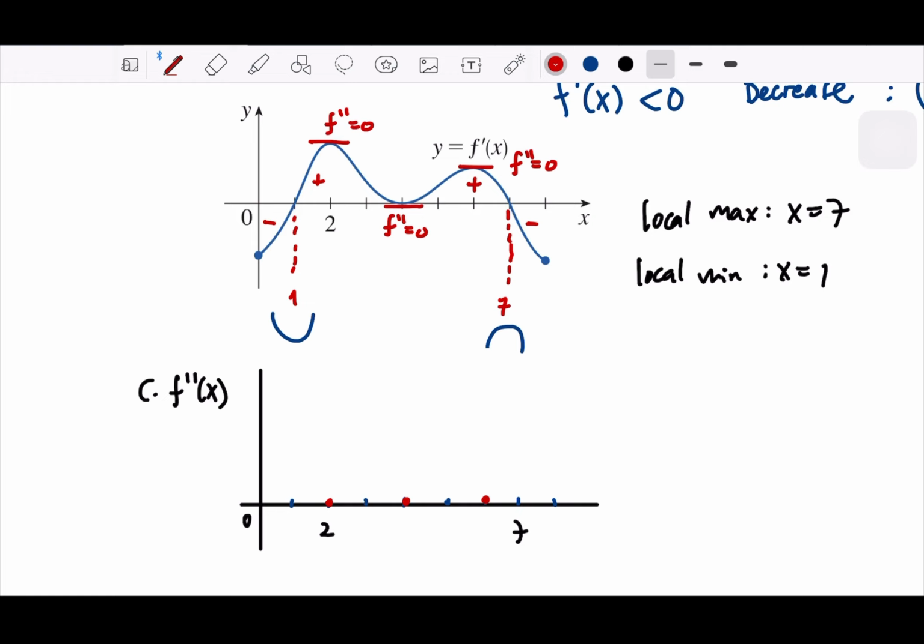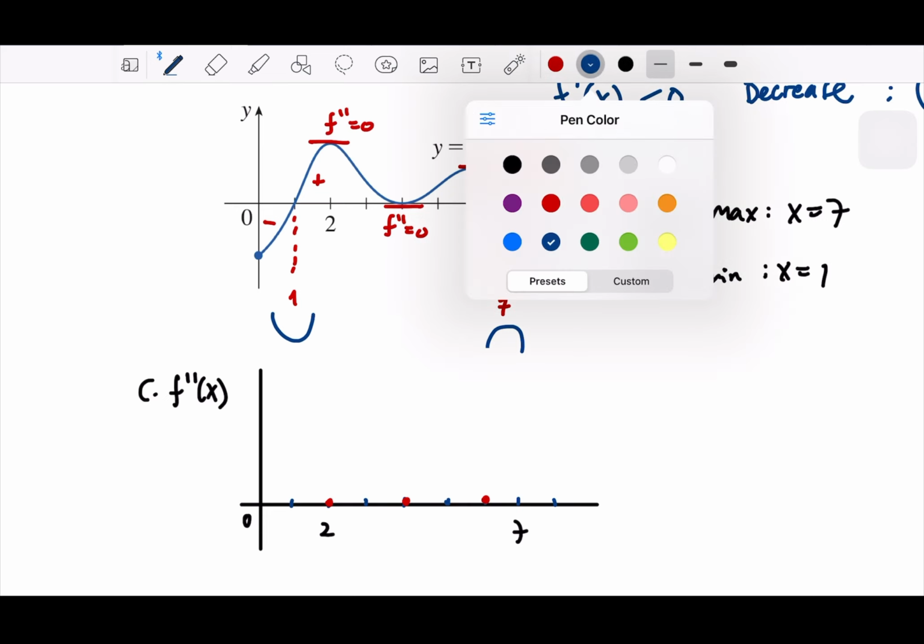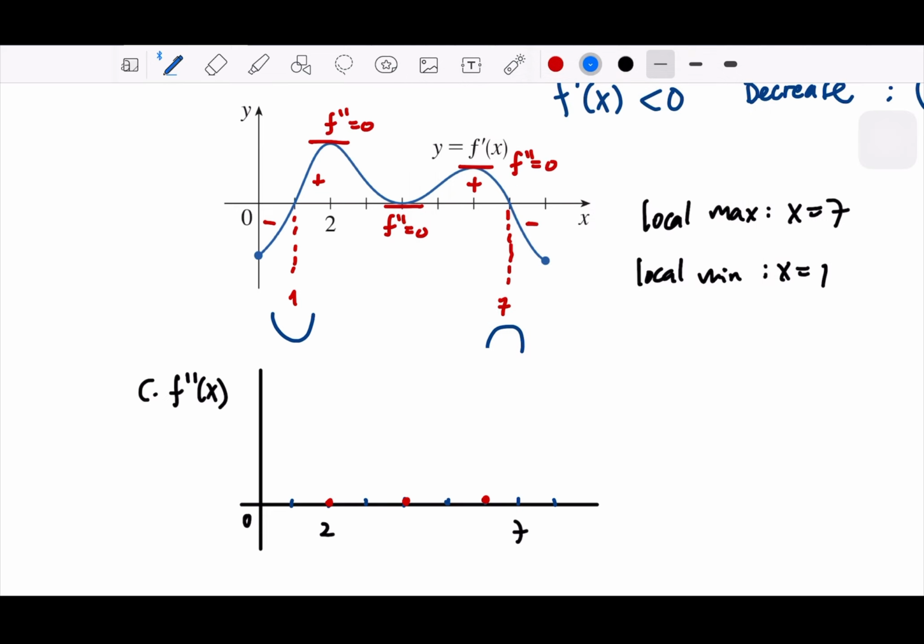And then when you see the concavity here, I think at 1 it is changing its concavity. So 1 will be here. Let me change this color. So this will be going up here and going down, crossing that.